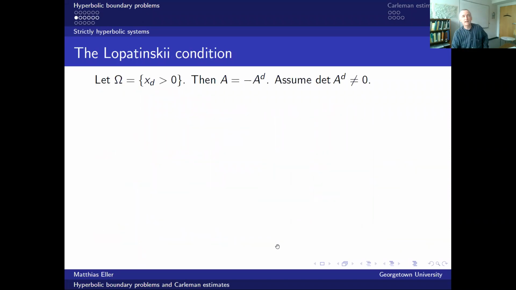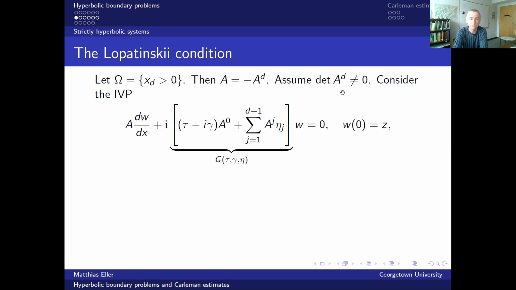So now I talk about strictly hyperbolic systems, and there it is more convenient to work initially in the half space, and then probably use local coordinates to change this to a domain you wish to work with. Then I will work with this kind of system, and because of the orientation of the normal, the boundary matrix is just the negative coefficient in front of the derivative in D direction, and I assume from now on that the boundary is non-characteristic.